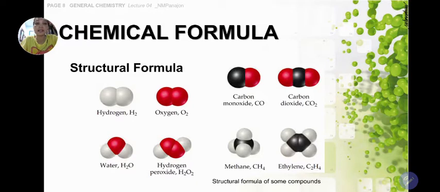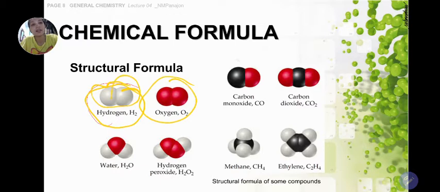So, these are examples of structural formula. We have hydrogen, oxygen, carbon monoxide. Kung mapapansin nyo, since both of these atoms are hydrogen, magkamukha sila, so kulay white yung color nila. Oxygen is red. And this one is carbon, this one is oxygen. So, we have carbon monoxide and then carbon dioxide. Ito yung structural formula of some compounds. Okay? So, take a moment to look at the pictures.